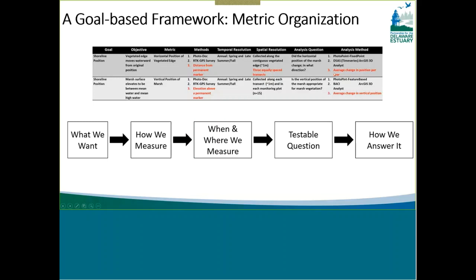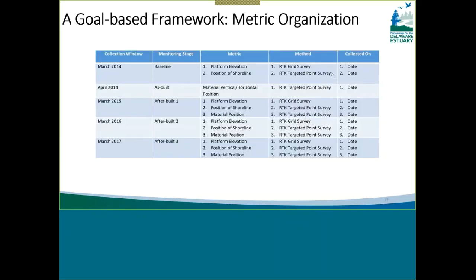I'm basically just asking the question based on my objective. And how am I going to do it? I'm going to look at the average change in the positions per year. So on these 3 transects, every year, I'm going to measure along that tape where that marsh is. I'm going to take an average of the 3, and each year, I'm going to see if it's moving towards the water or if it's moving towards the land. So this just helps you organize your thoughts. Here is structurally how I am going to do that.